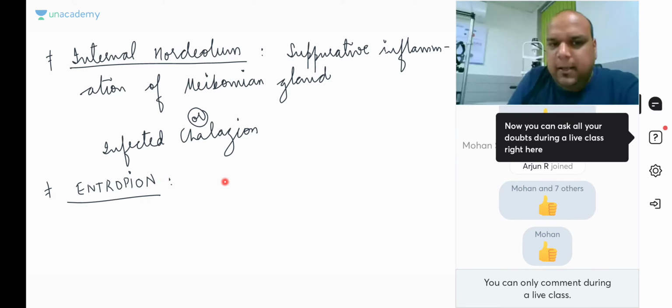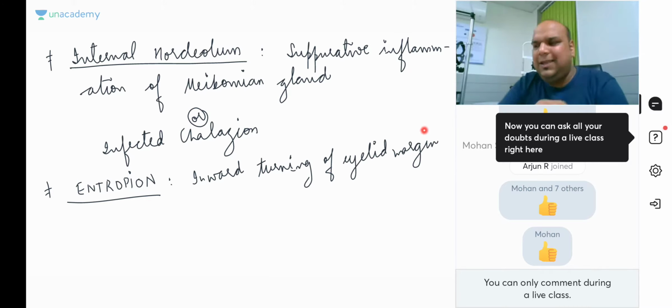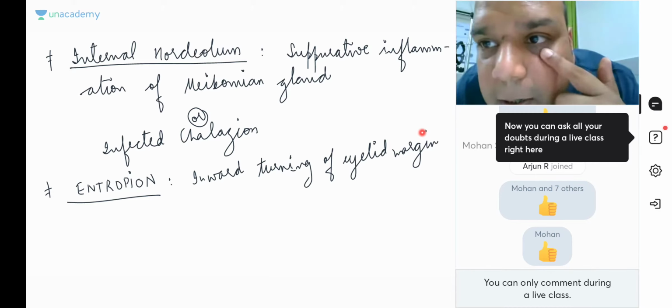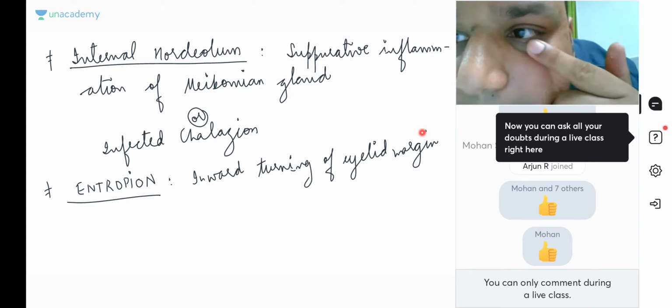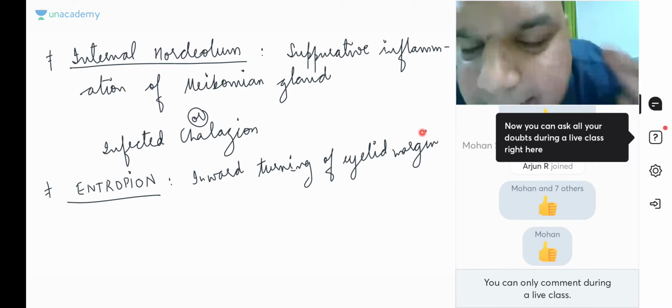So what is entropion, everybody? Entropion is inward turning of the eyelid, or I can say eyelid margin. Inward turning of the eyelid margin. This is very simple to explain. If you can zoom in on my eye, everybody, do you see my lower eyelid margin? Yes, this is slightly visible. This is neither turned out nor turned in. It is just straight.